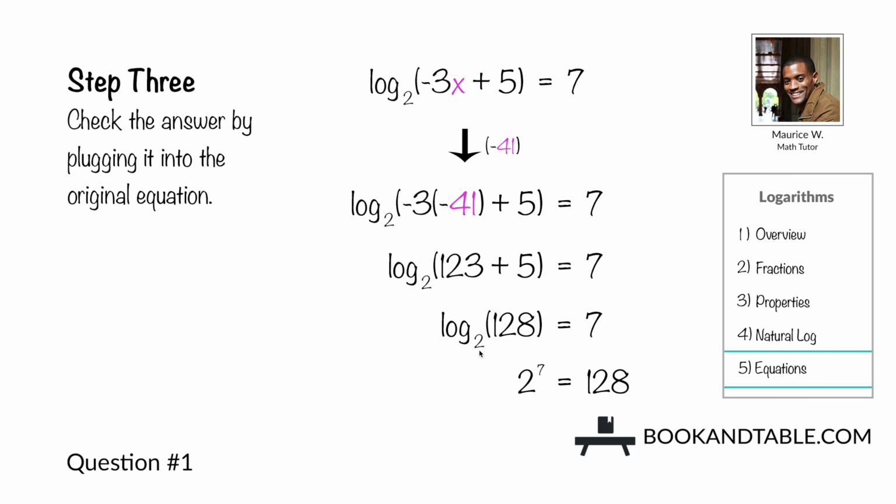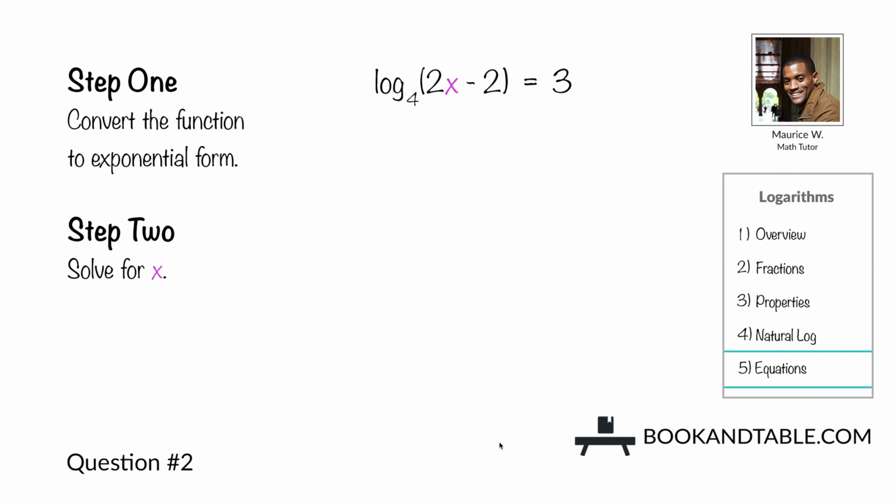We want to take our base 2, raise it to a power of 7, and set that equal to the argument 128. And 2 raised to a power of 7 is 128, confirming that this was the correct value for x, which is negative 41. So that is the answer to question number 1. Let's now have a look at question number 2.